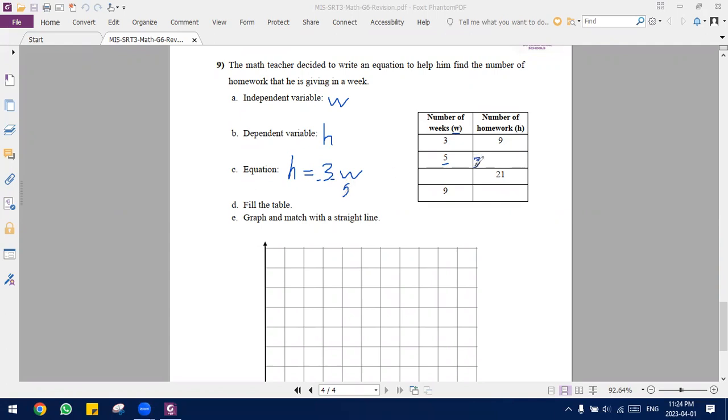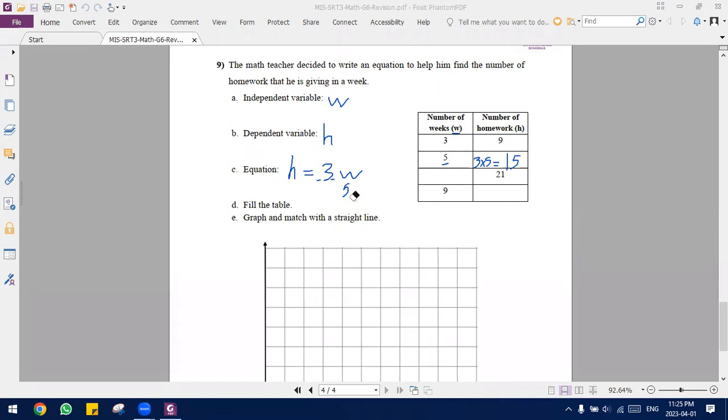So here we have 3 times 5, which is equal to 15. This is the answer. So in 3 weeks, we have 9 homework. In 5 weeks, we have 15 homework.